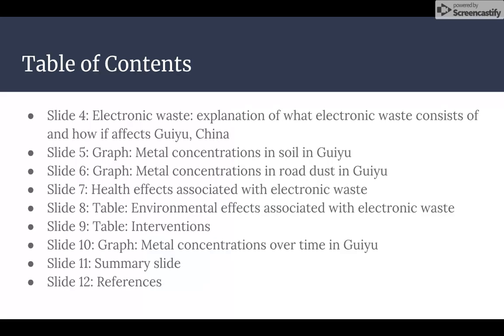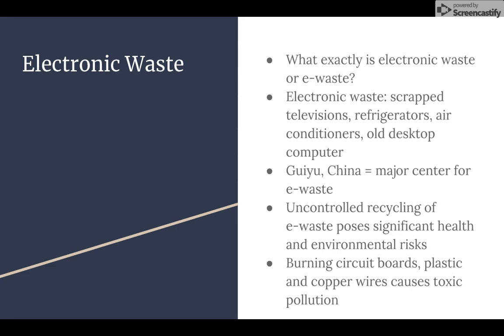This is just a slide of my table of contents, explaining exactly what each slide is about and in what order they'll be in. So first, what exactly is electronic waste? Electronic waste can include thrown out televisions, refrigerators, air conditioners, and old desktop computers. Guiyu, China is a major center for e-waste.